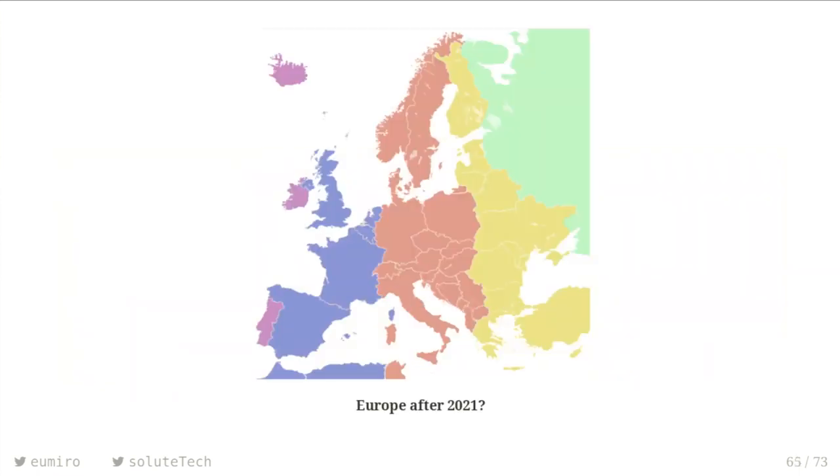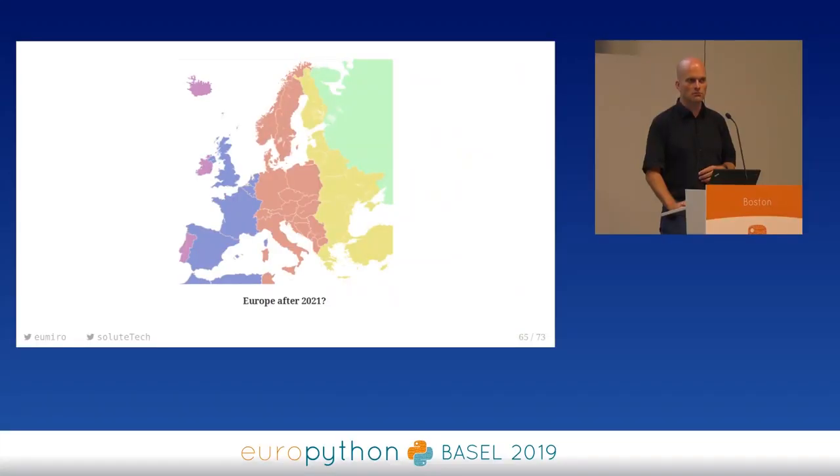And the question is, what will happen after 2021? Because the European Union is going to stop switching, probably. It's going to stop switching between daylight saving time and standard time. But it is not sure whether they will stay with Central European time or switch to, they call it summertime, but actually Eastern European time.